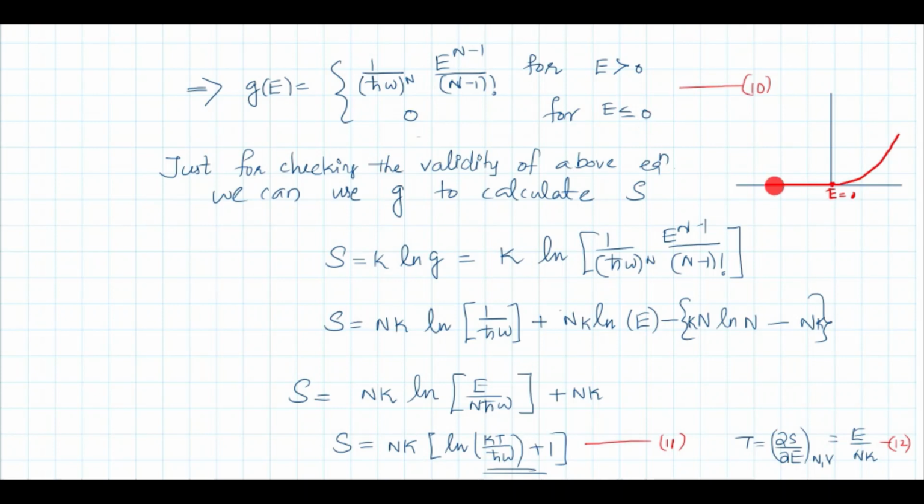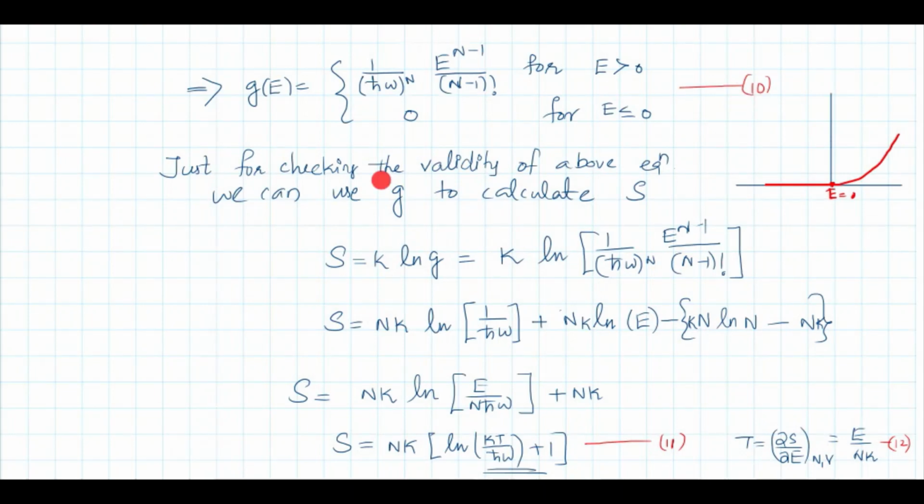We can find the value of the density of states at E equal to 0 as 0, because for E less than 0 the density of states is 0, and for E greater than 0 this is the value, but if you put E equal to 0 in this you will get a value of 0. So it is a continuous curve: up to E equal to 0 its value is 0, then it monotonically increases. This is the expression for density of states. It is equation number 10.